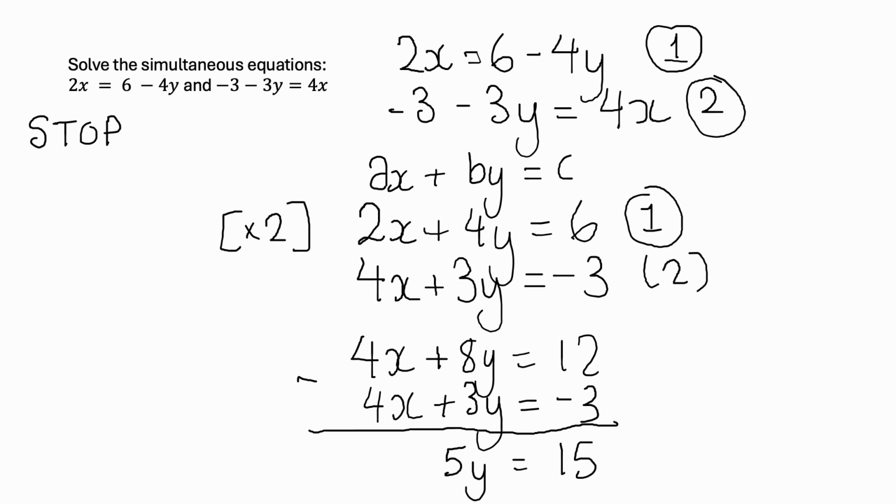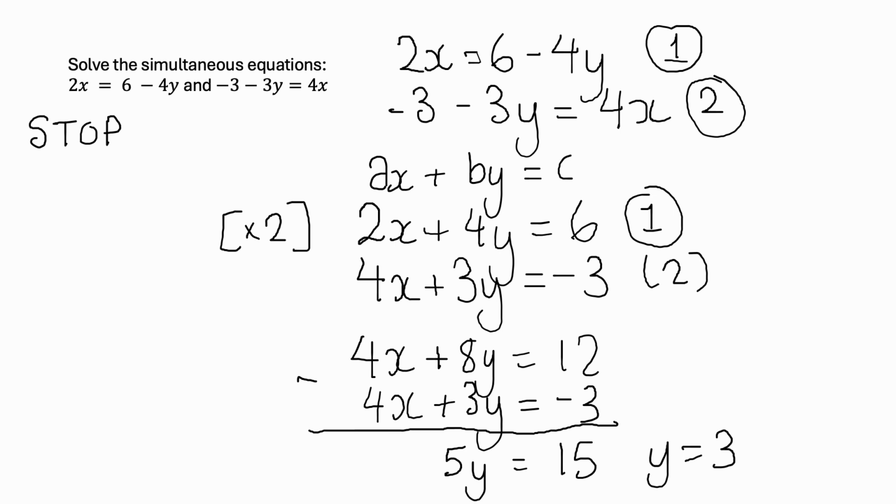So if 5y is equal to 15, to get what that y is, we need to eliminate that 5 next to the y. What we do here to eliminate that 5 is divide both sides by 5, because when we want to eliminate something, we do the opposite. Here we're doing 5 times y is equal to 15. To get rid of that 5, we have to divide by 5 on both sides. So we get y is equal to 3.